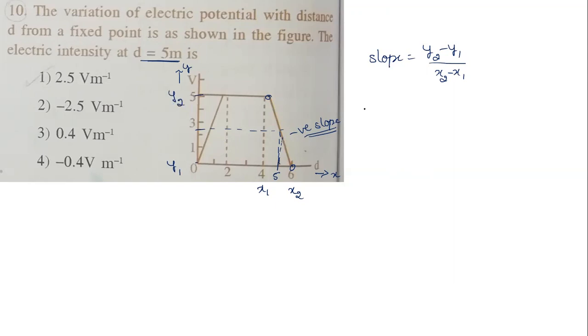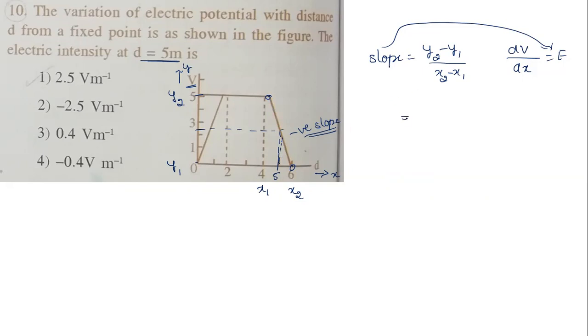So y2 minus y1 will give us a potential difference, right? So it will give us dv divided by x2 minus x1, which gives us distance, that is dx. So dv by dx will give us electric field, right? Means I can say that slope will give us electric field. And what type of slope is it? Negative slope. We need to get a negative value, right? Because of the decrease.